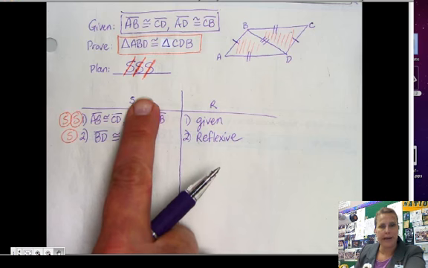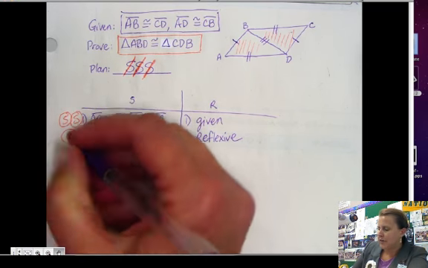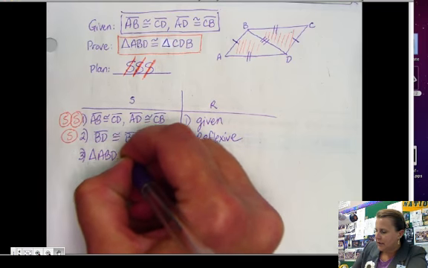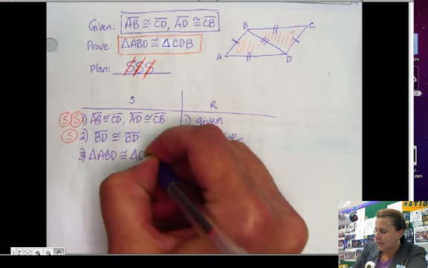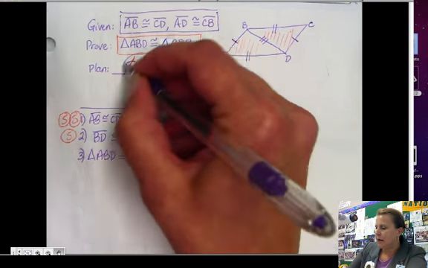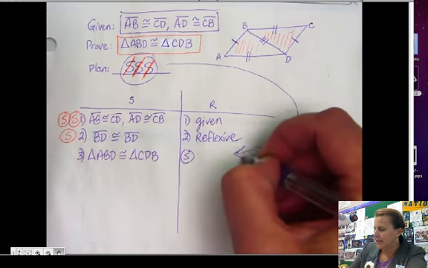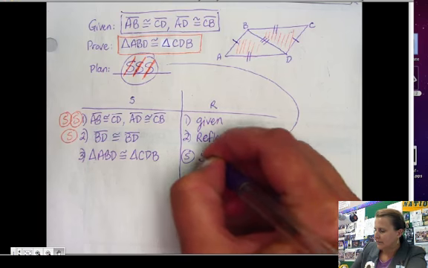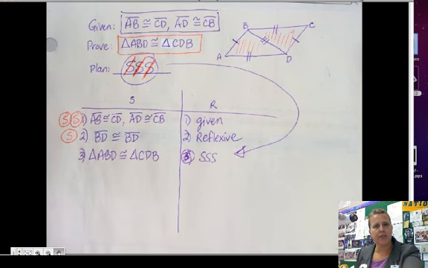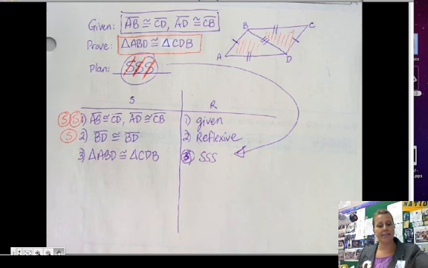I've finished my plan, which means I can go straight to the proof statement. Triangle ABD is congruent to triangle CDB. And my reason is my plan, side, side, side. Oops, this should be 3. Okay, so there we have it. We've just proven the two triangles are congruent by side, side, side. And that's how easy it is.